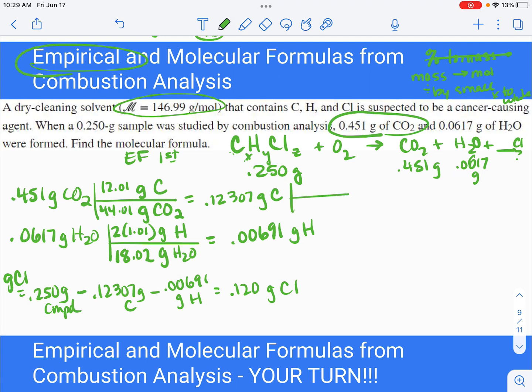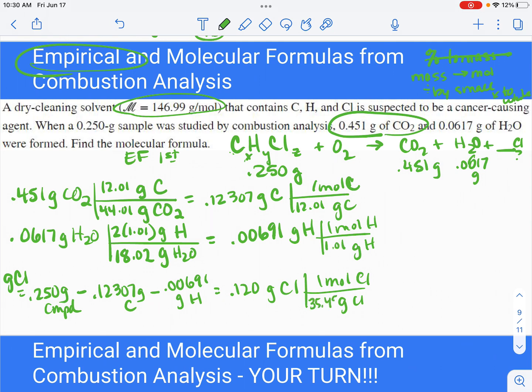I have masses of all the elements, so I'm going to do grams of carbon to 1 mole of carbon. I'm going to do grams of hydrogen to 1 mole of hydrogen. I'm going to do grams of chlorine to 1 mole of chlorine. These all come from the periodic table: 12.01, 1.01, 35.45.